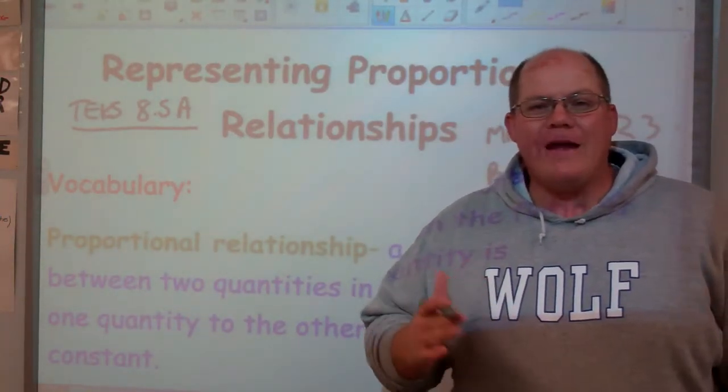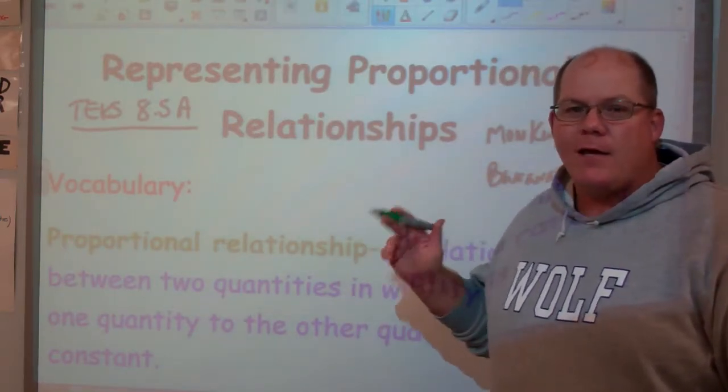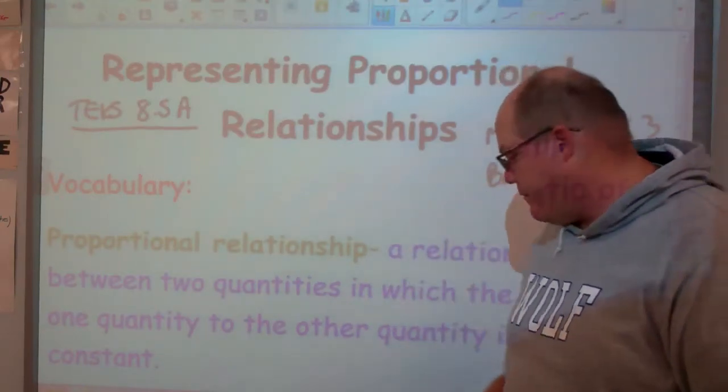So 3 monkeys would eat 9. The rate of change is constant. Every time we add 1 monkey, we add 3 bananas. That's a proportion. We're showing a constant rate of change.